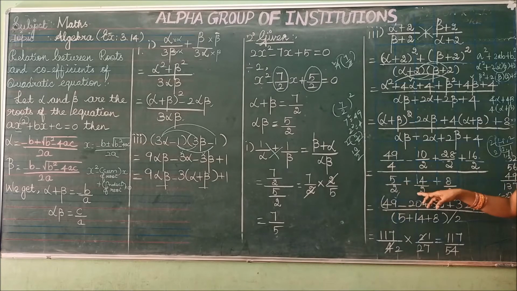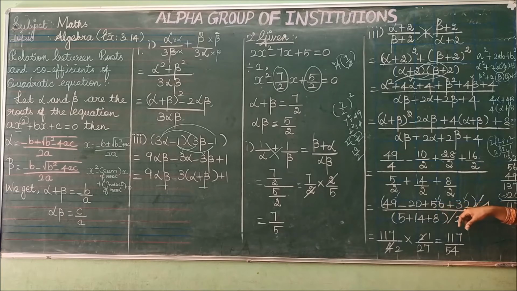Listen, in the denominator all the denominators are the same. I have taken that as common. Others will be added. In the numerator, this one is in 4, other terms are in 2. So multiply each and every term and divide each and every term with 2. So again you get the value 49 minus 20 plus 56 plus 32, whole divided by 4. Here 5 plus 14 plus 8, whole divided by 2.